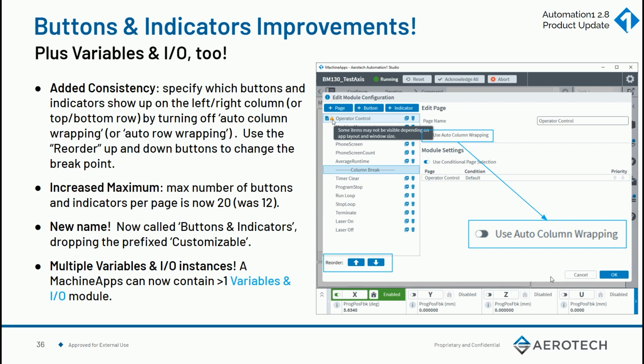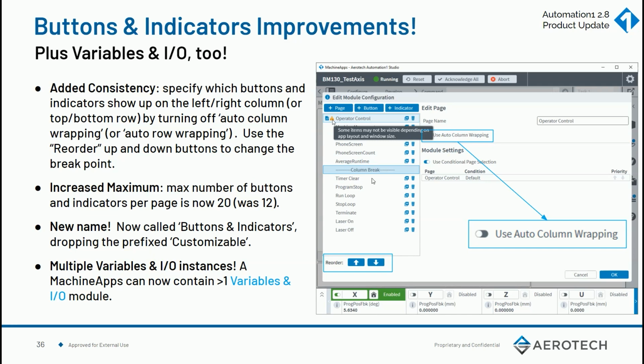Another nice improvement we made in Machine Apps, and if you're using this tool, you've probably seen this before: for added consistency, no matter what size your screen is, we added the ability to specify which buttons and indicators show up on the left/right column or the top or bottom row by turning off a feature called auto column wrapping or auto row wrapping. When you turn this off, this column break identifier shows up, and you can use the reorder buttons to place that column break, or potentially a row break, anywhere between these two sets of buttons or indicators. That means that column break will be consistent whether the machine app is maximized or shown at a smaller screen resolution. It's a nice new feature, gives you a little bit more control.